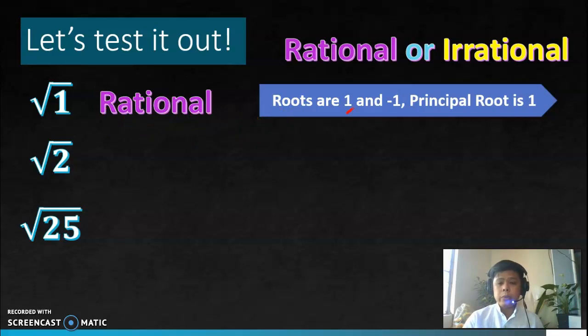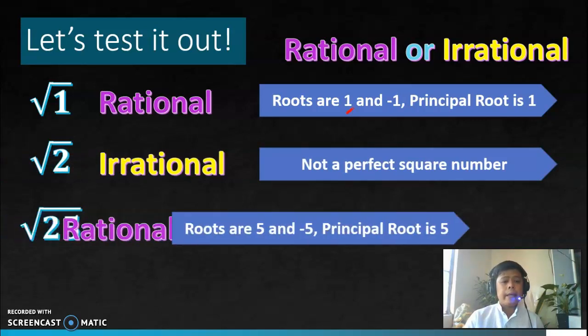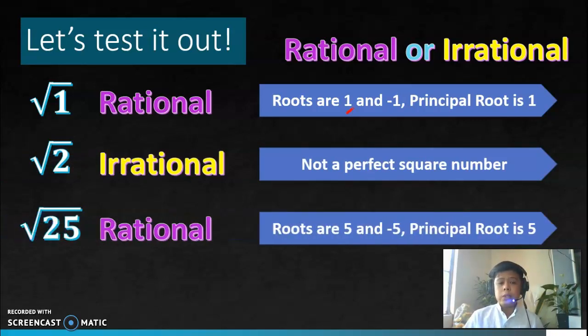How about square root of 2? Ayan, irrational yan. Yung 2 kasi ay hindi perfect square na number. And then, yung square root of 25 is also a rational number. Ang roots niya ay 5 and negative 5 at ang principal root is yung positive 5.